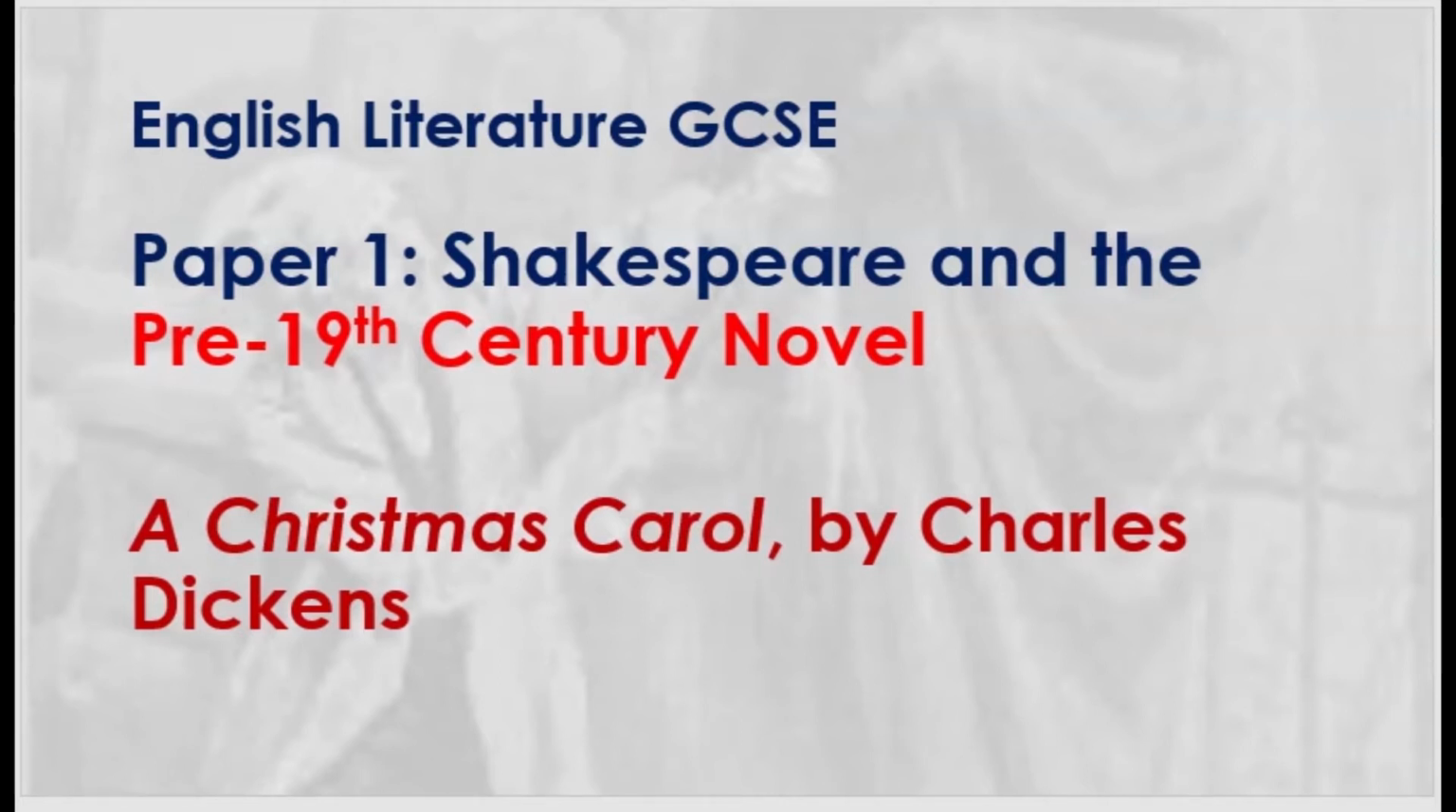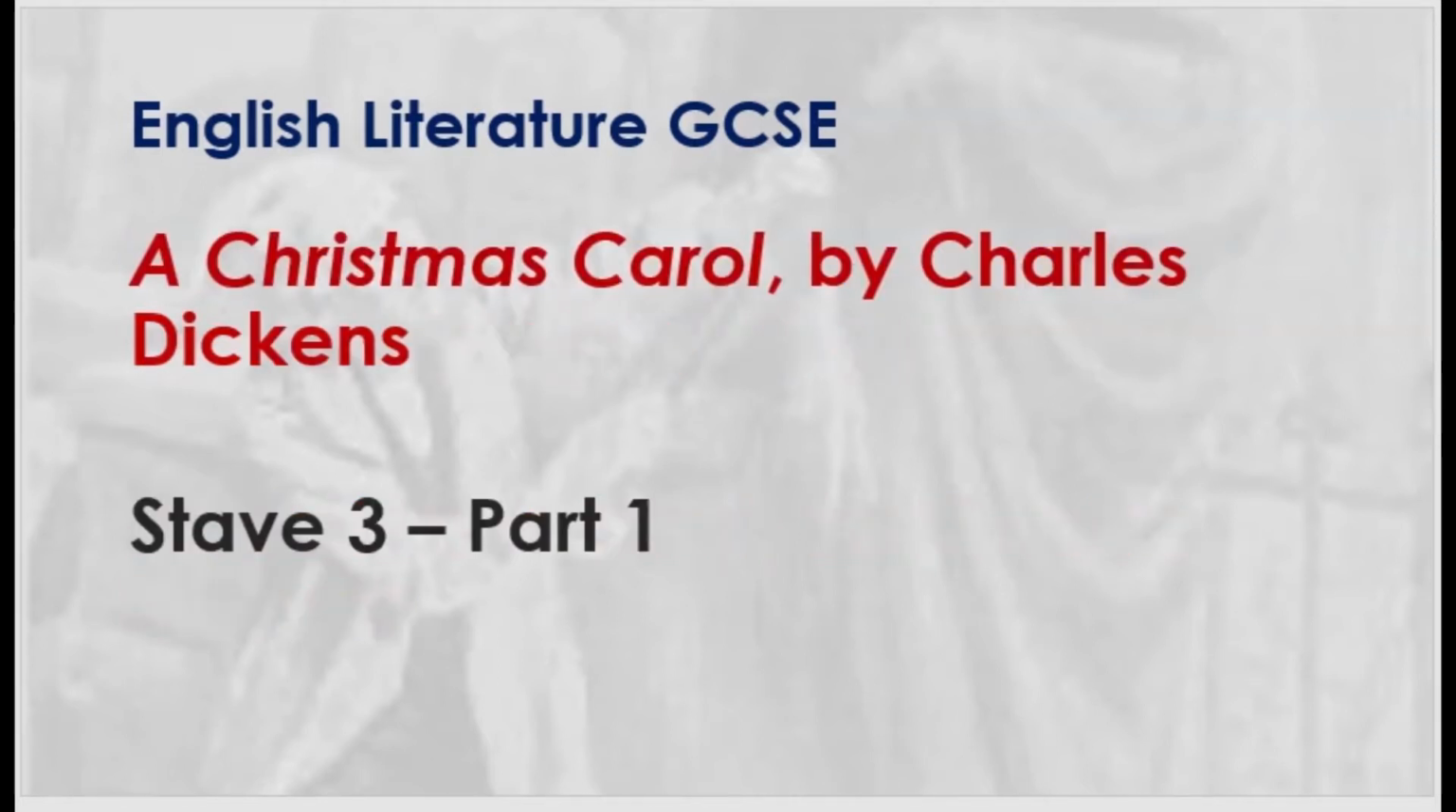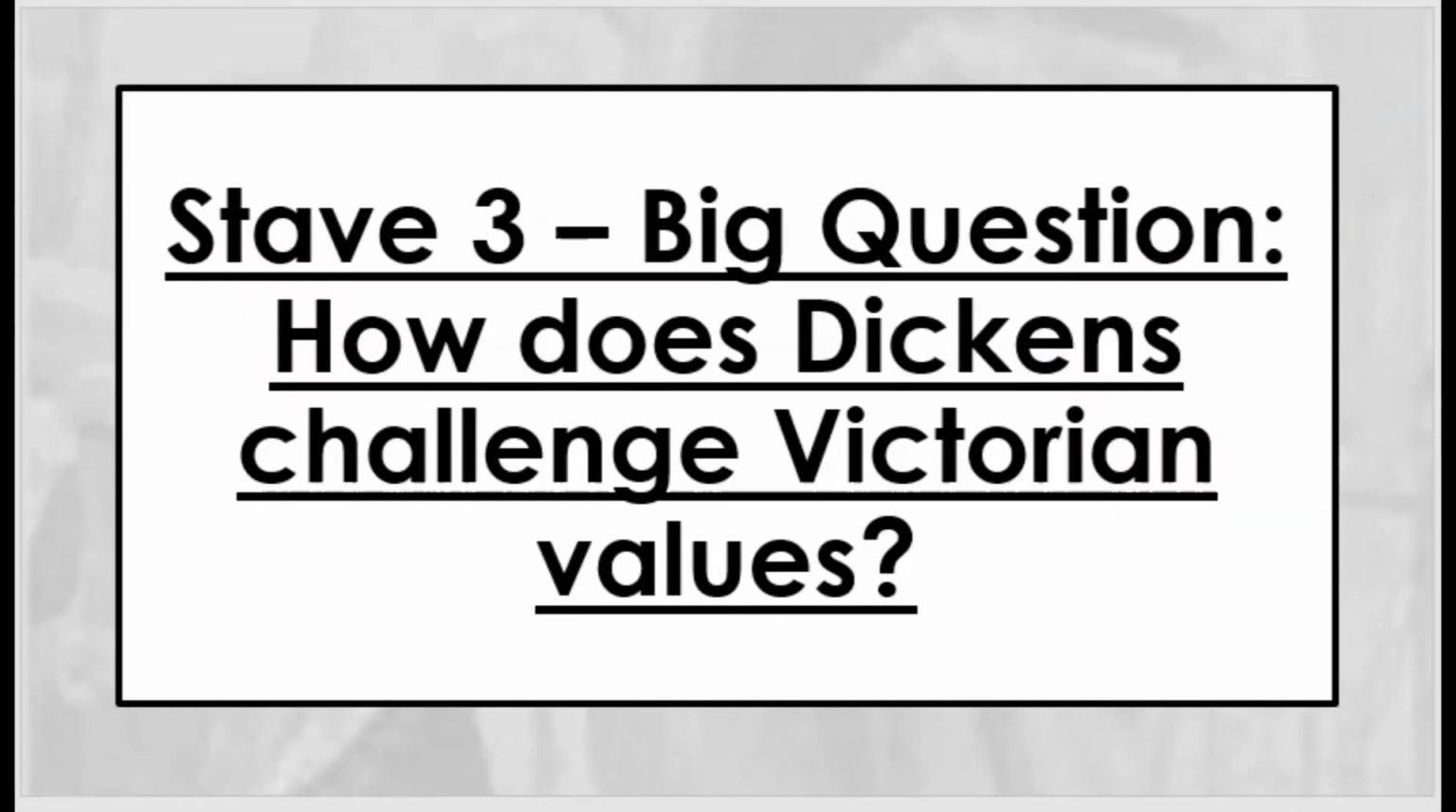Today, we're going to be looking at the very first part of Stave 3, one of the more interesting sections of the story in terms of imagery and the use of allegorical characters. But we'll be coming back to that in a bit more detail when we go on to part 2. So today we're going to be considering the big question, how does Dickens challenge Victorian values?